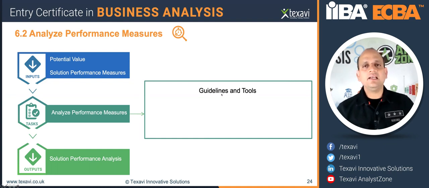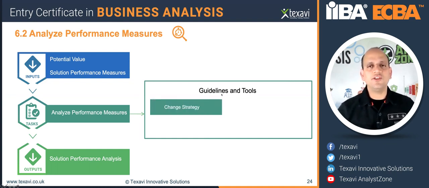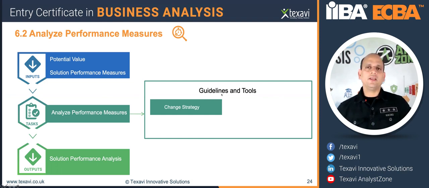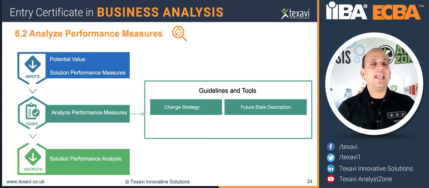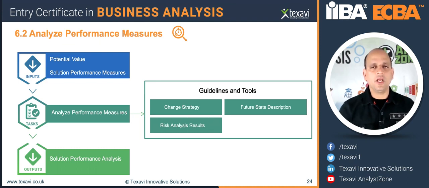So in terms of the guidelines and tools, what do we have here? We've got the change strategy, which is very important. Again, what's the approach, the method, the techniques that we have got? What is the to-be solution? What is the proposed solution that we have got? How is it shaped? And then the risk analysis results that we have got so far. Again, it is not the entire set of results, but at least having a stop at this, having an intermediate understanding of where we have come so far.